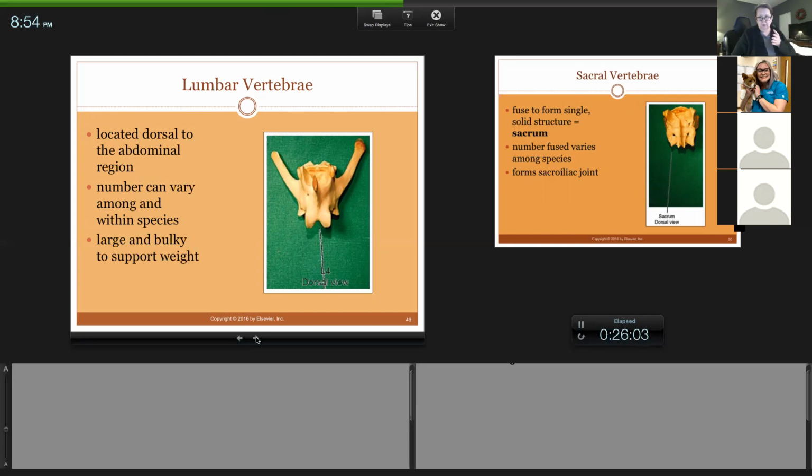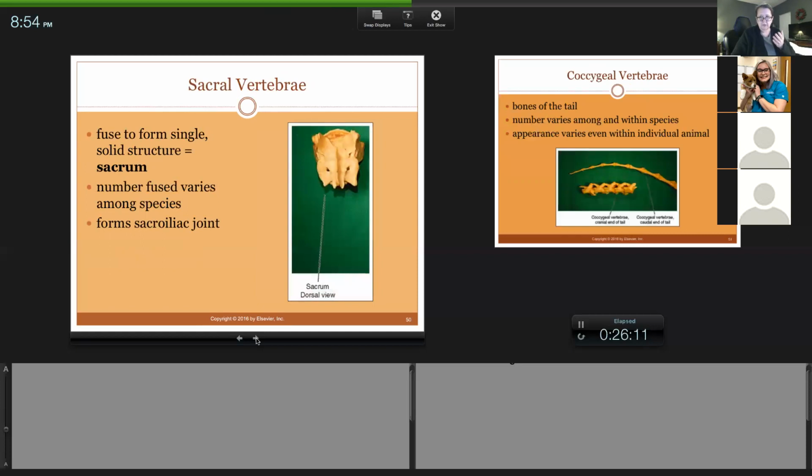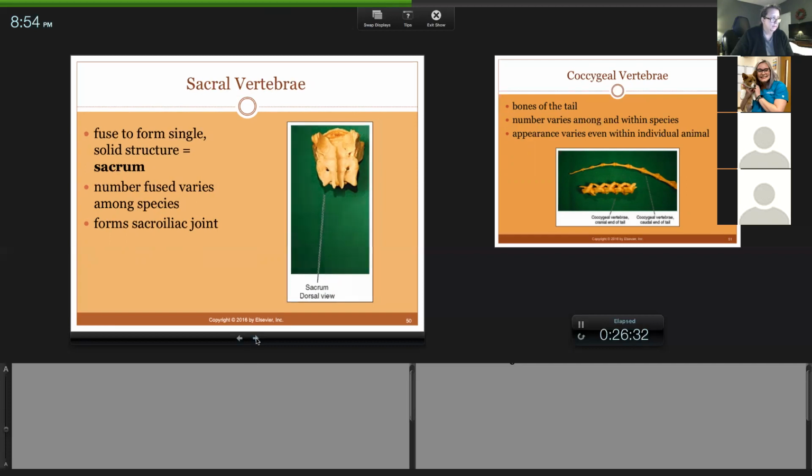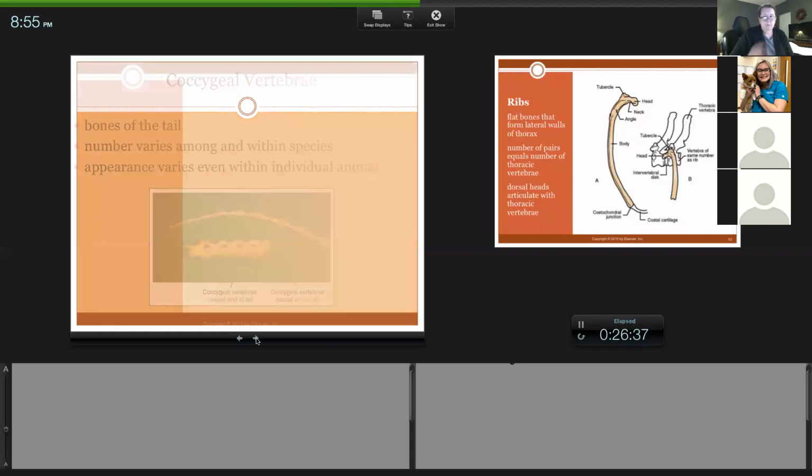But they have a lot more thoracic vertebrae. And then sacral, the dog has 3, the horse has 5, but it is a fused structure. So for the formula you need to write 3 or 5, but anatomically it is a piece altogether. And that is where the ilium fuses, and that's how the back leg stays on the body, forming the sacroiliac joint. And then remember the coccygeal.